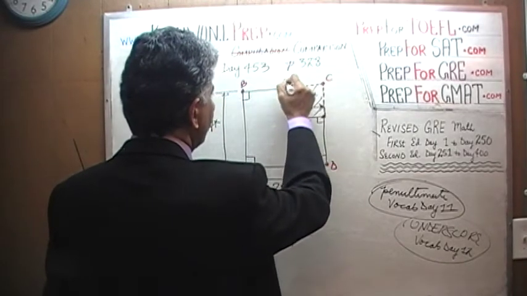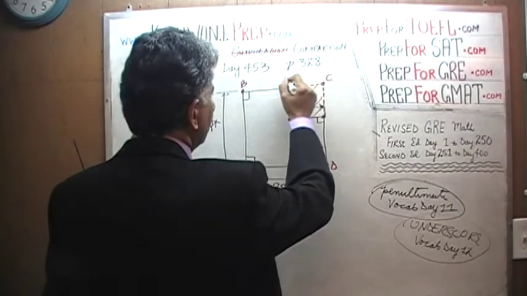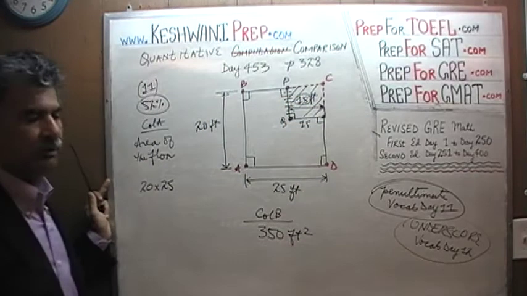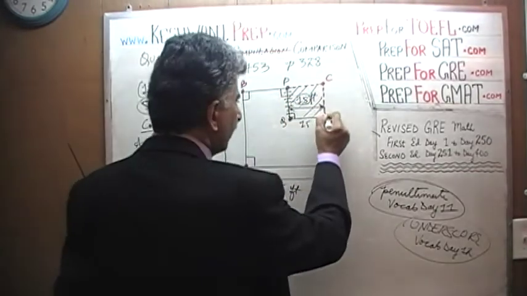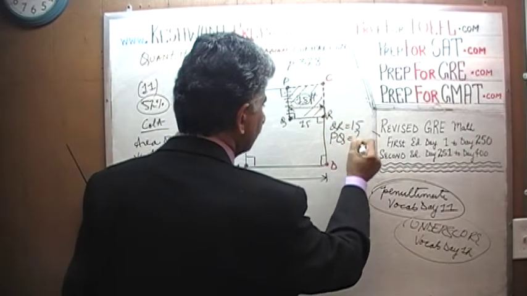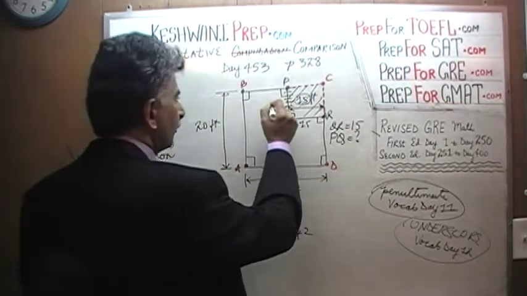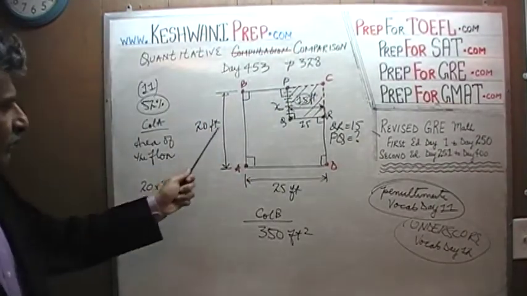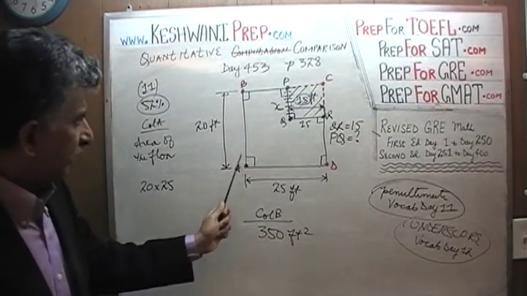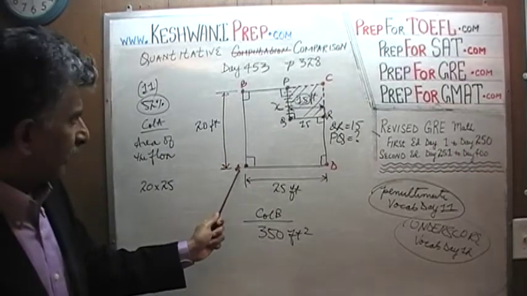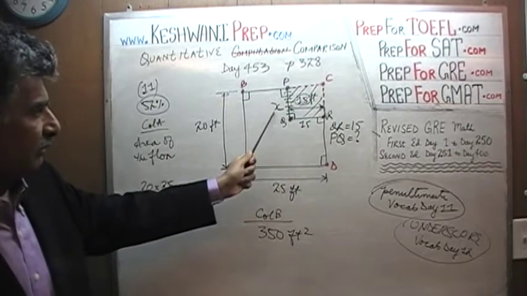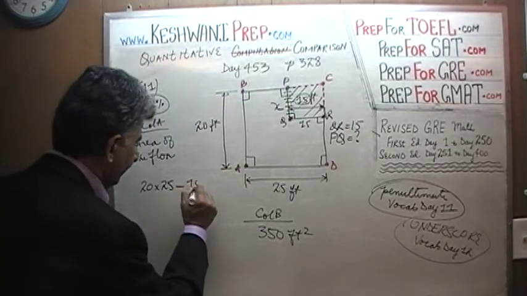Do we know this side? Let's give it a name so we can talk about it. We have A, B, C, D. Let's call them P and Q. Do we know this side from P to Q? The answer is, we do not know what P to Q is. We do know what Q to R is. Q to R, we are told, is 15. But P to Q is a question mark. Let's call it X. So how do we represent the area of the floor? The area of the floor is going to be the big rectangle A, B, C, D, which is 20 by 25, minus the area of the small one, which is 15 by X, or 15x.